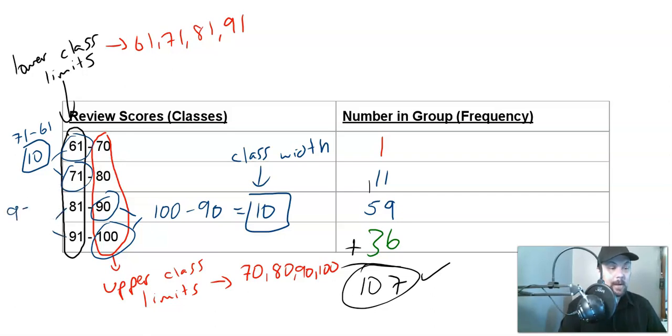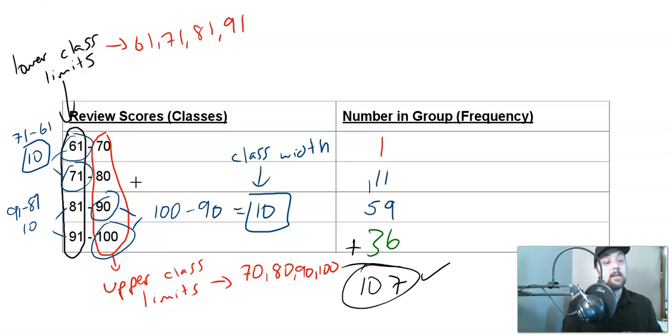Here and here, 91 minus 81, again gives me 10. So the class width is uniform throughout the entire table, which is the way it should be. And so there's our class width, it's 10. All right. The most common mistake, now that I'm thinking about it, would be on the test.